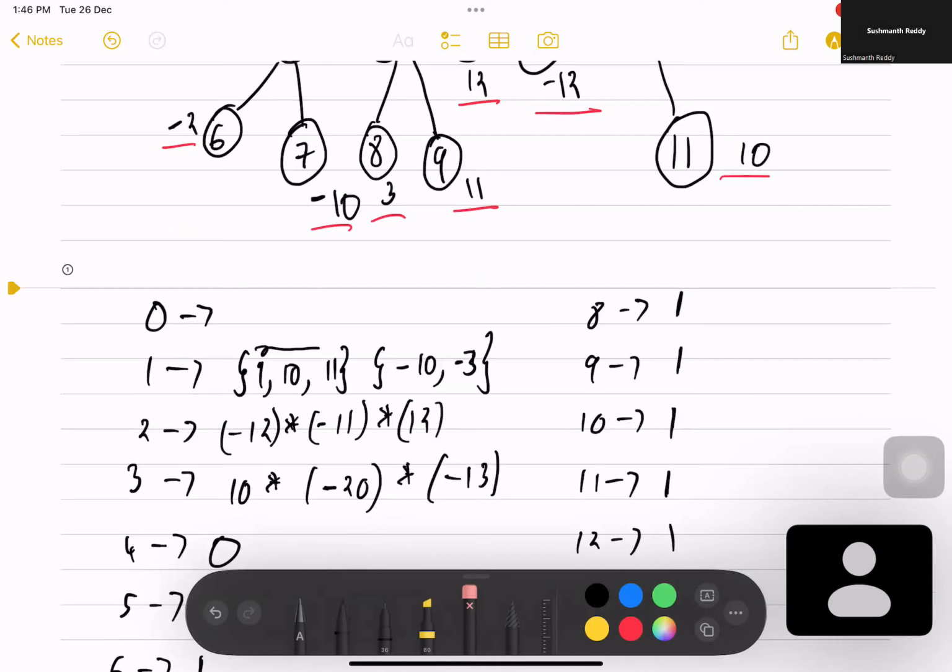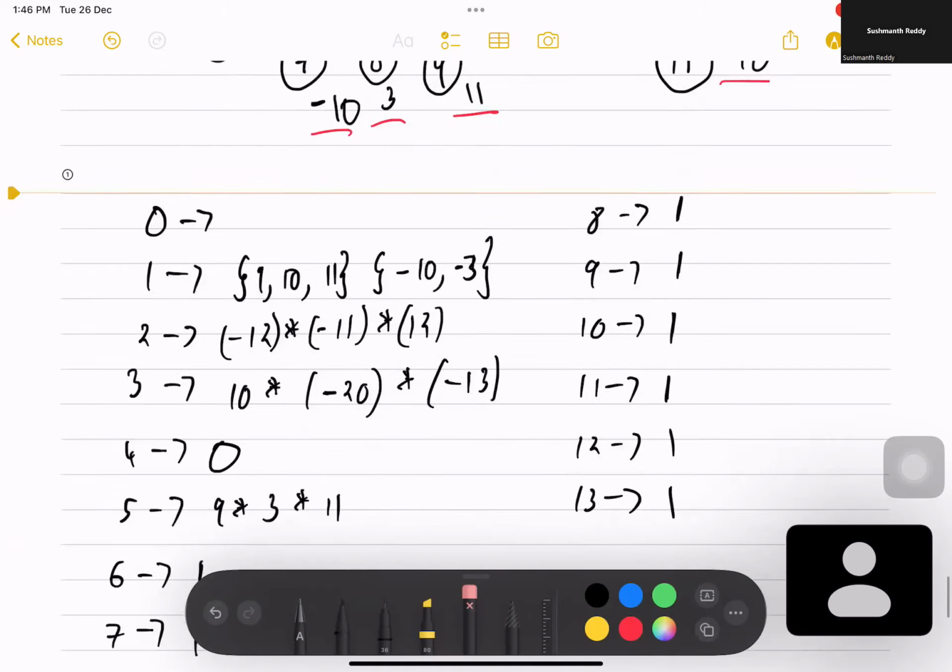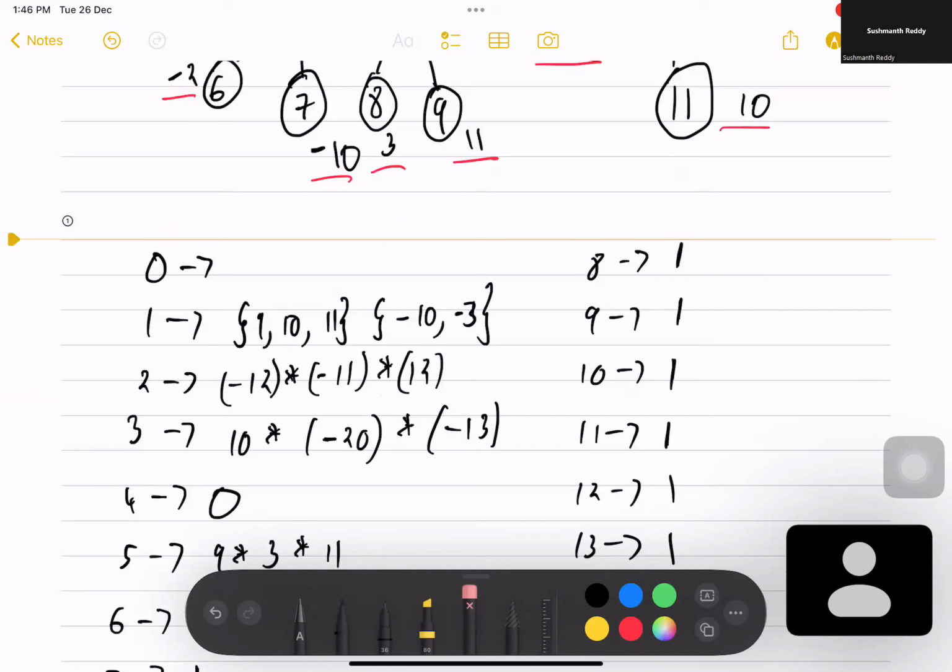Because this set of values can contribute to both the conditions that we derived to maximize the value, that is, product of 3 positives or product of 2 negatives and 1 positive. So for this, the result would be maximum of 9 into 10 into 11. This is the scenario where we take the maximum 3 positives.